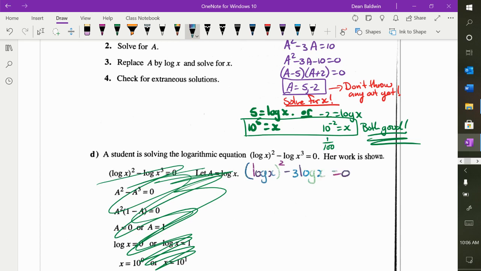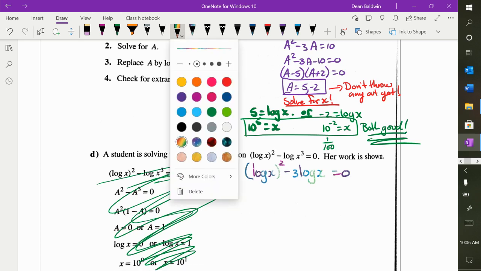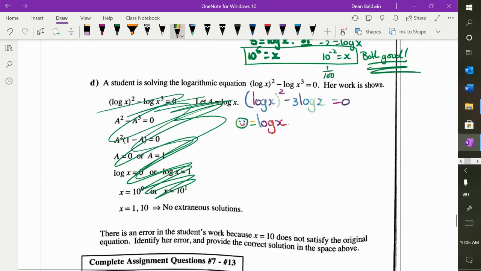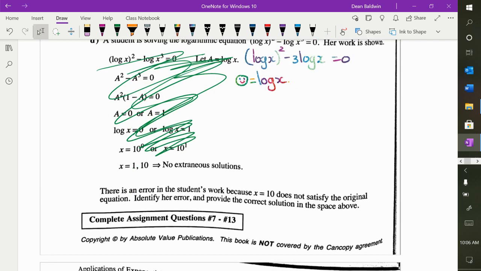Okay, so I've got that. I don't like galaxy. We're doing rainbow. All right, now we do our substitution. Are we doing happy face? Okay, so I say happy face equals log x. Whatever's in the brackets is what your substitution is, okay? That is equal to that. You put it into the equation. I get happy face squared minus 3 happy face equals 0.